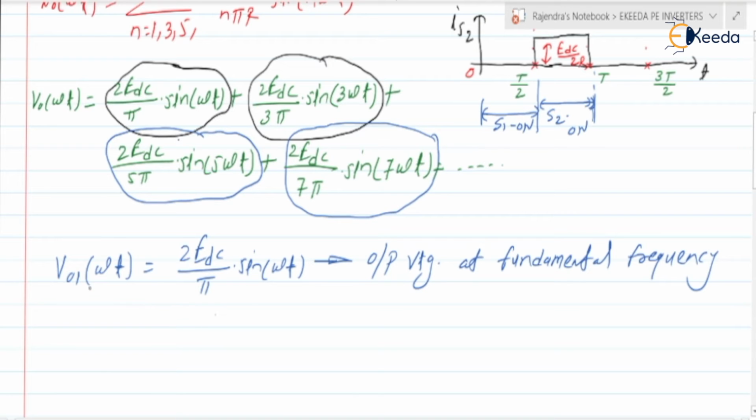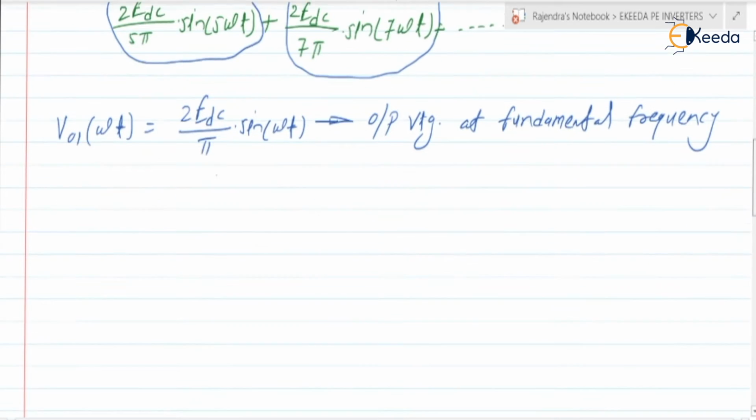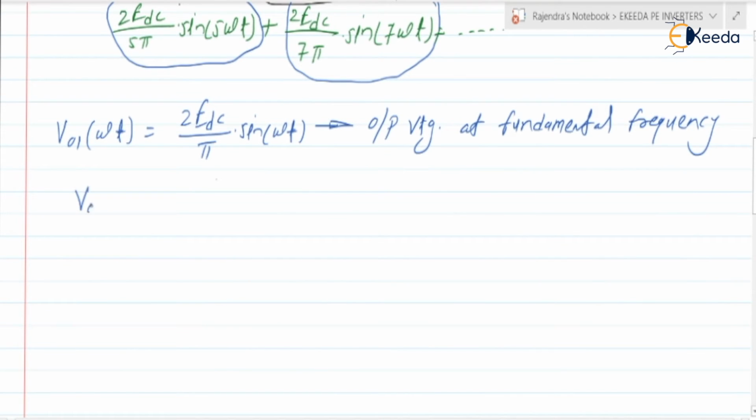One thing to note is that it is sinusoidal, a sine of omega t. So it is a sinusoidal function, and this 2 Edc by pi is like a peak value. As we know, any sinusoidal function can be represented as Vm into sine of omega t. So we can write it as V01 peak. The peak value of the output voltage due to the fundamental frequency is 2 Edc by pi.